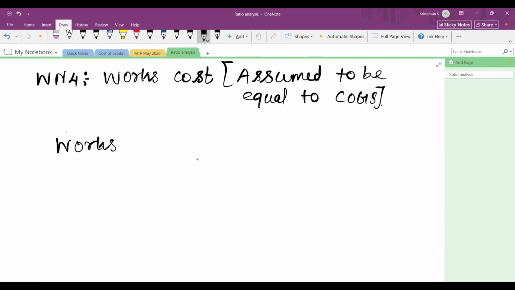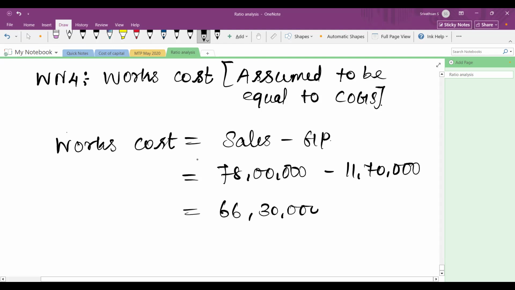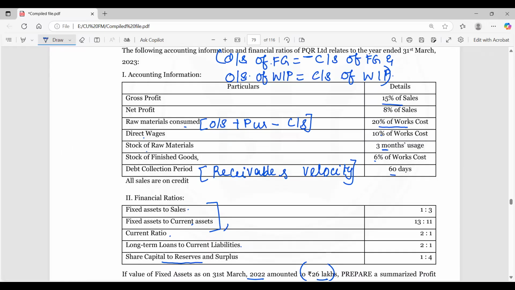So works cost is equal to sales minus gross profit. So what is the amount of sales? It is 78 lakh minus gross profit is 11,70,000. How much do we get? 66 lakh 30,000. Is this clear to everyone? Any doubt in this working note? Working note number 4.